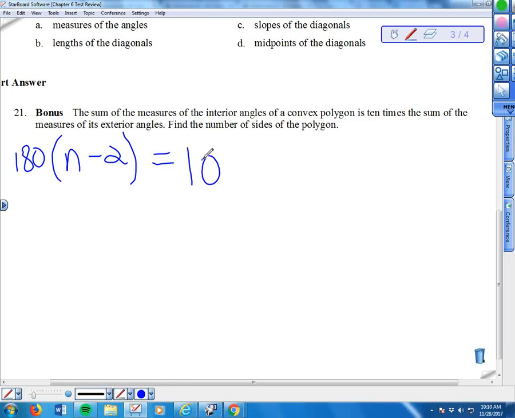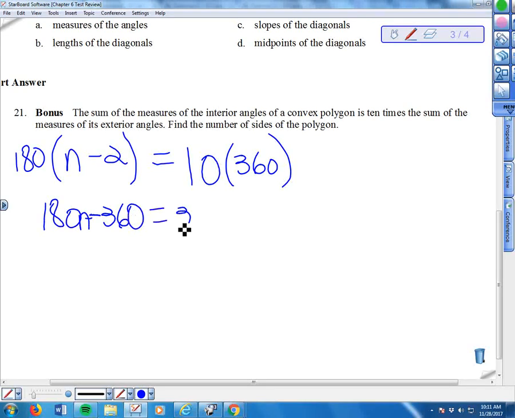Well, what's the sum of exterior angles? 360. So 180n minus 360 equals 3,600. 3,960. Yep.